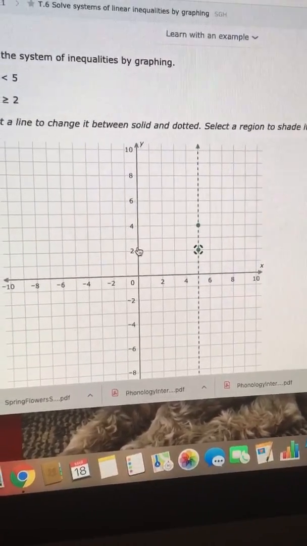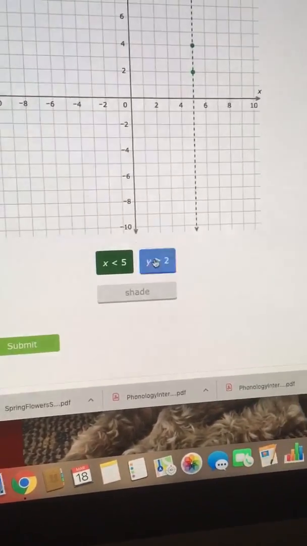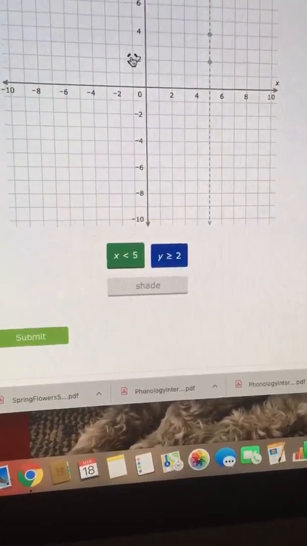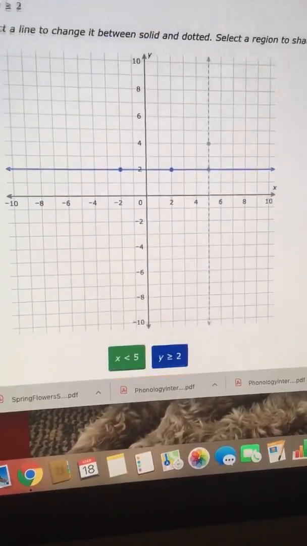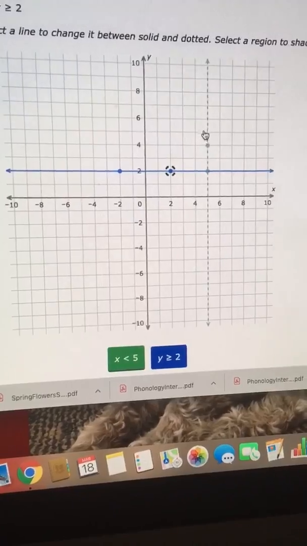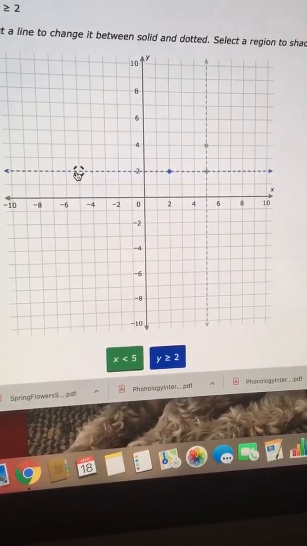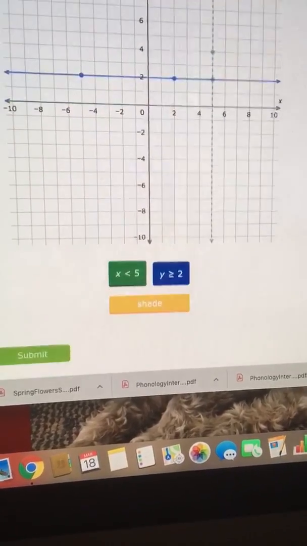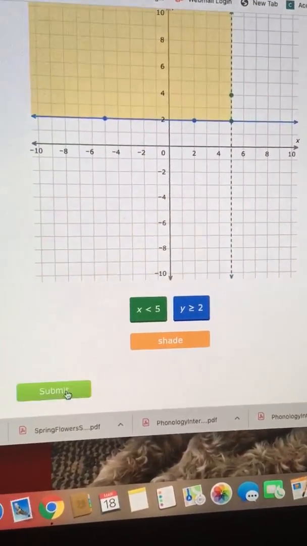And then y is greater than or equal to 2. Let's put a solid line. I think we have to click the other one. Yep. Click the other one, draw your solid line at 2. And we want greater than or equal to that. So we want less than the green line above the blue line. Shaded area would be up there. So now we have to click shade. Shade, submit.